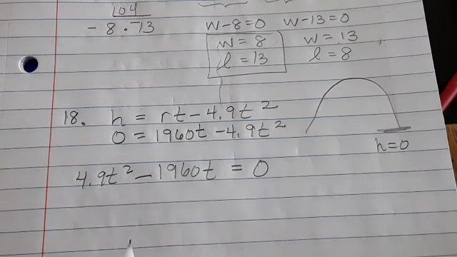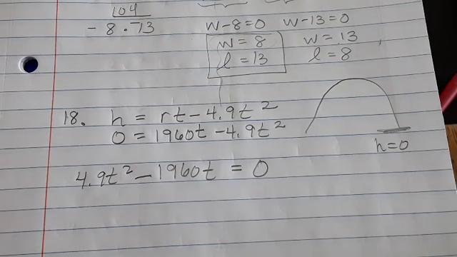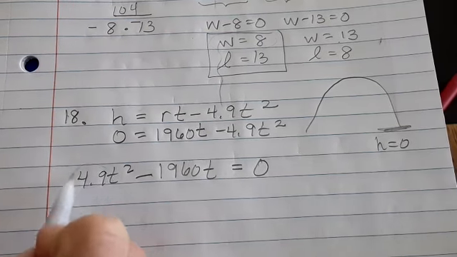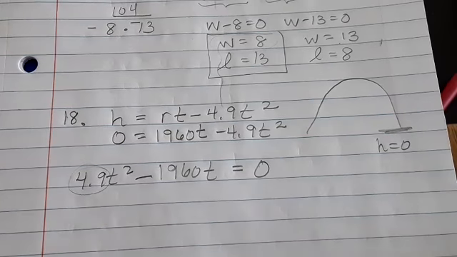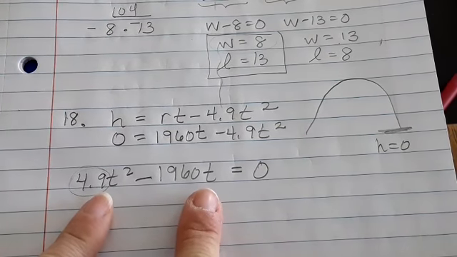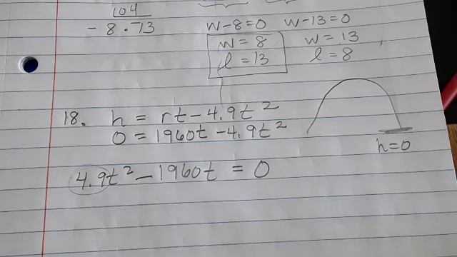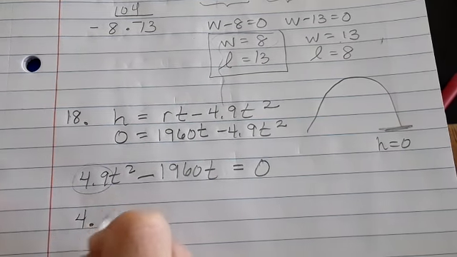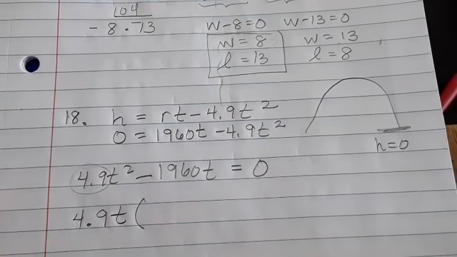And then what was my suggestion? Remember yesterday? Pull that 4.9 out. But look, something else can come out with it this time. They also both have a t. Because we don't have that third term, with height being a 0, we just have these two terms, and they both have a t. So let's not only pull the 4.9 out, let's factor the t out with it.